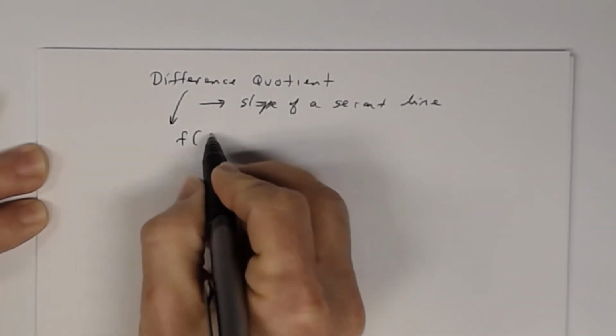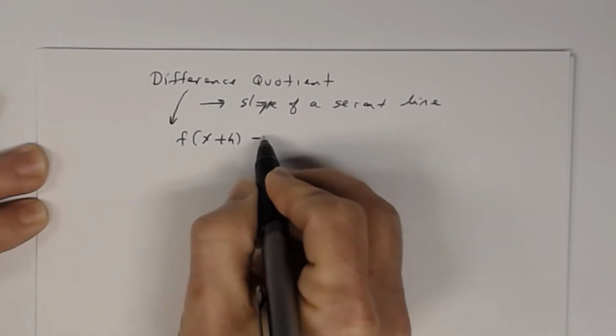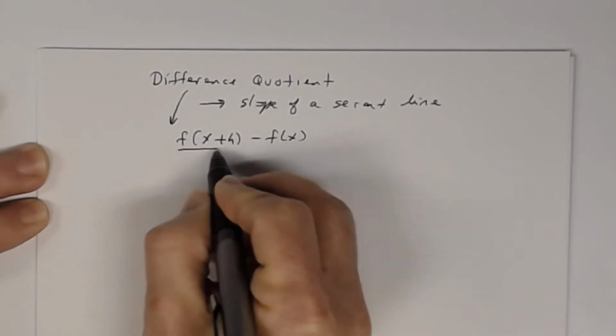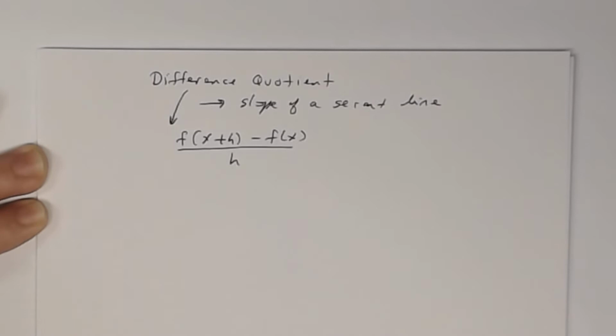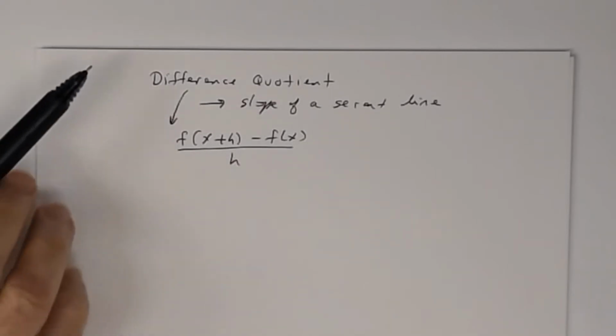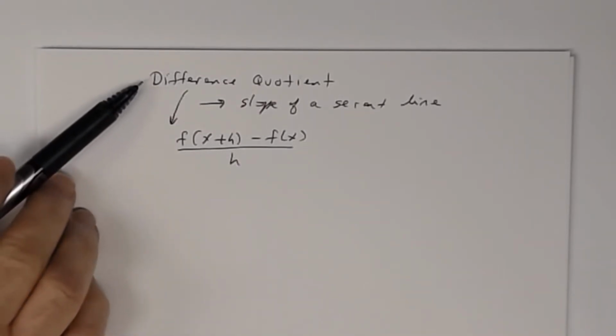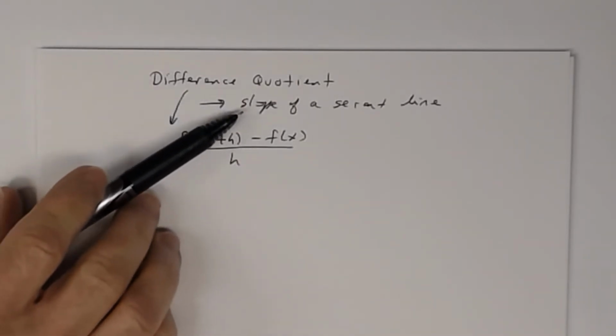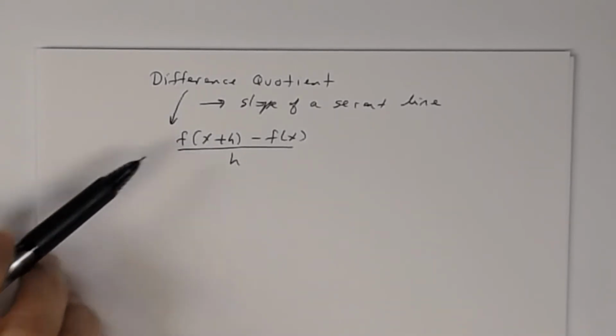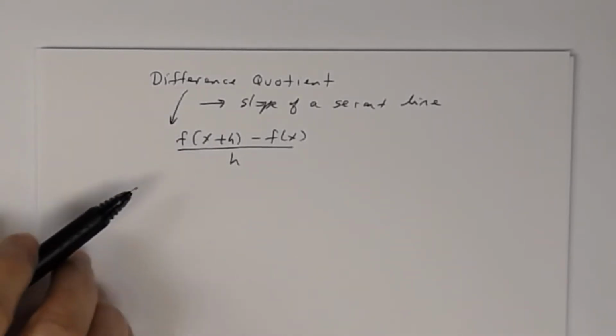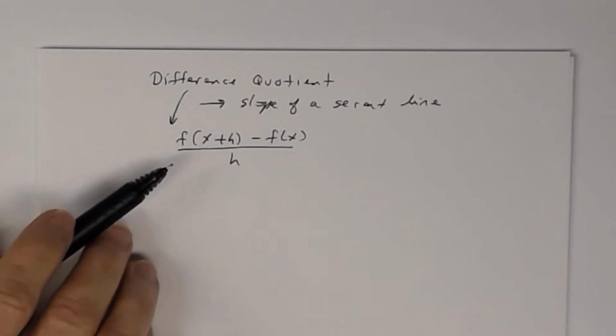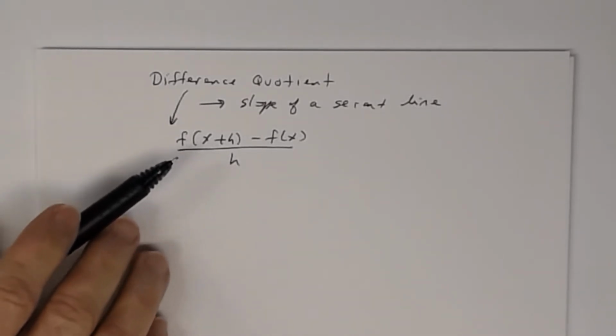The difference quotient is f of x plus h minus f of x, all of that being divided by h. That's the formula for the difference quotient. So given any function, if you're asked to find the difference quotient for that function, which means find the slope of the secant line, then that's the formula you're going to use. And I will give you this on test 2 next week, you don't have to memorize it, you just have to know how to use it.